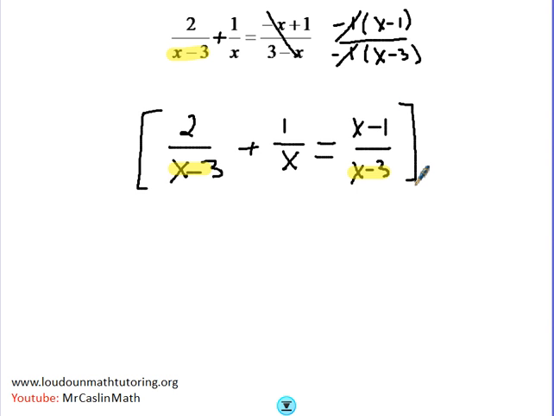So now we're ready to multiply through by our common denominator. X minus 3, remember, is prime, so we're just going to multiply that by the other denominator. We have x times x minus 3. That's our LCD. If you want to think of that as a fraction, it is.